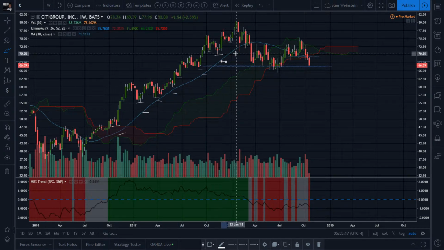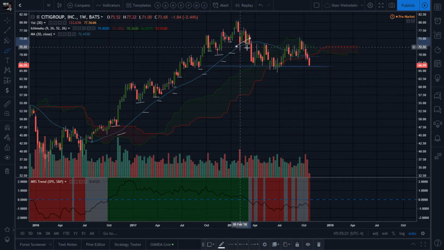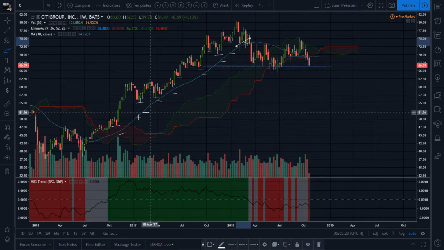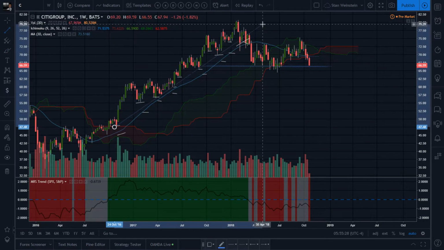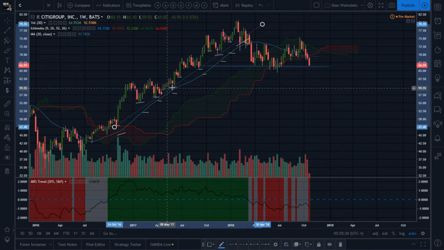You would have been triggered out here. Whenever you close below the 30-week moving average, you want to get out. And then after that, you have the trend line violations. 1, 2, 3, 4. Stan says a break on the 4th, you're out, and you would have exited right here.